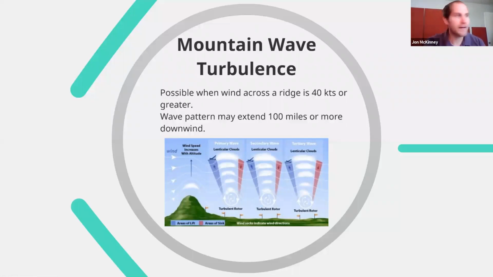The big lessons we're getting here: mountain wave turbulence, lenticular clouds. You'll see this question on the FAA written exam. Lenticular clouds are almond shaped and they indicate very strong turbulence.